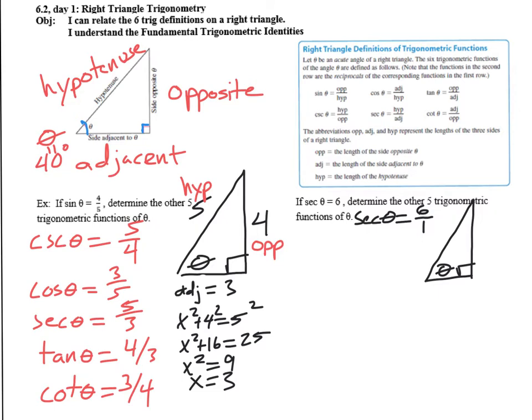So you see that, all right, because when I'm looking at secant, I'm thinking, all right, the top number in the ratio, that's your hypotenuse. And then the bottom number is your adjacent side. 6 and 1, and then we've got this side over here that's missing. Same deal as before. Use the Pythagorean theorem to figure out what our missing side is.